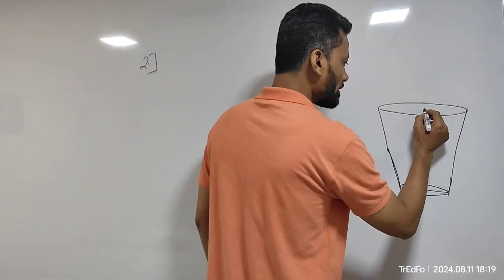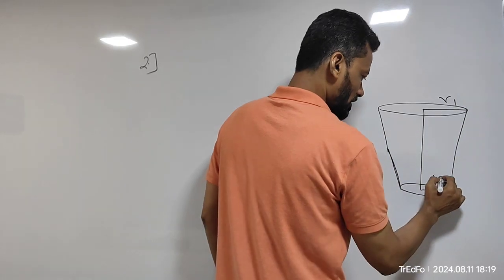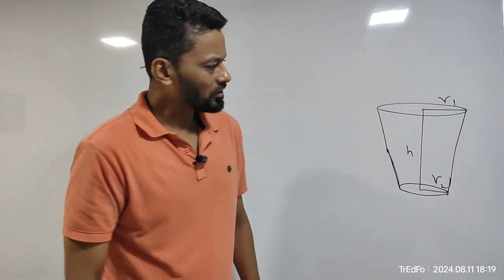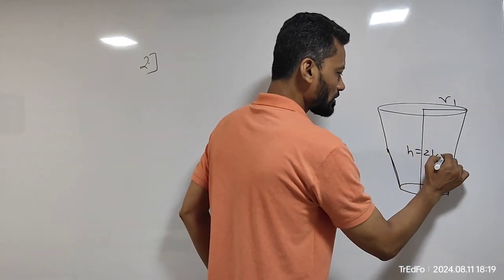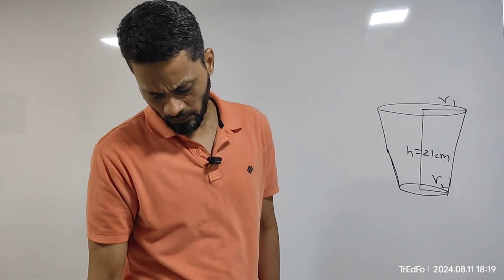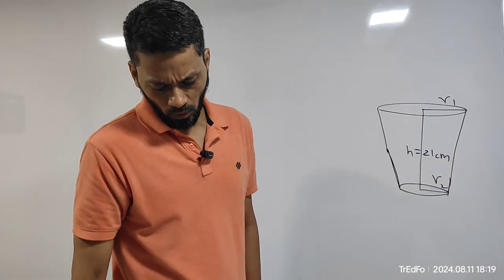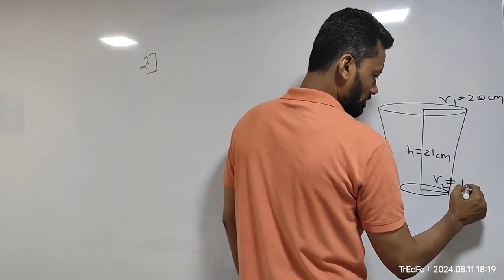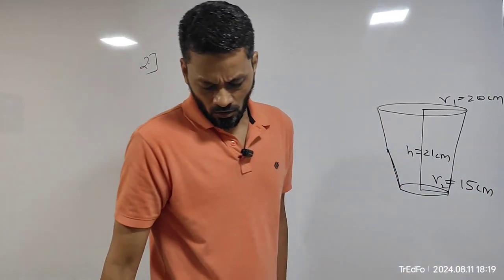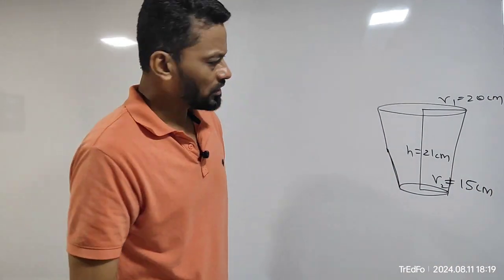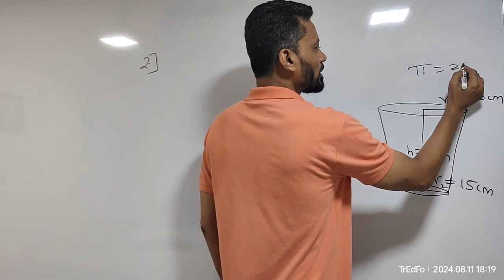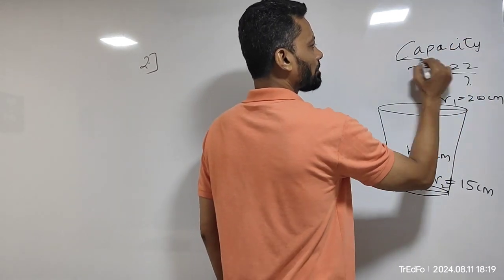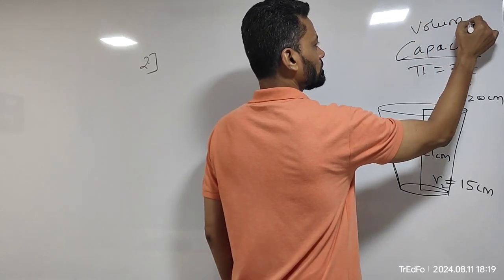This will be its height, and these will be radius r1 and radius r2. Now what you have to find here: they have given the height as 21 centimeters. The radii of the circular top and bottom are 20 and 15, so it is given as 20 centimeter and 15 centimeter. What you have to find is the capacity of the tub. Pi is also given as 22/7. The word used is capacity, so basically capacity means the volume.